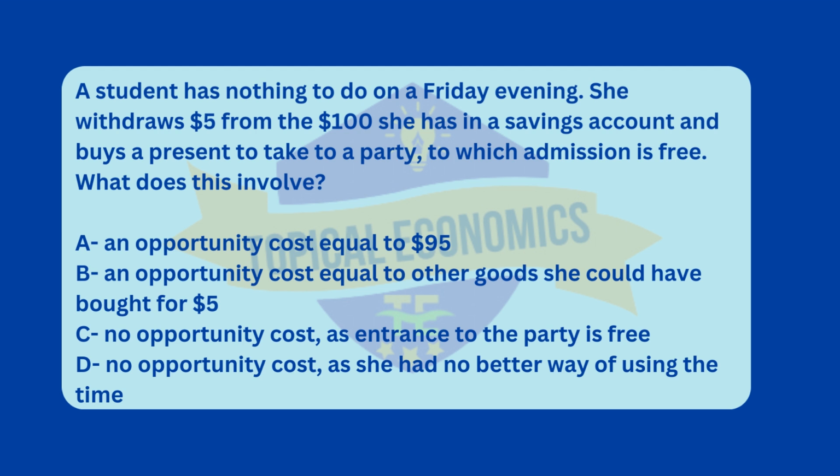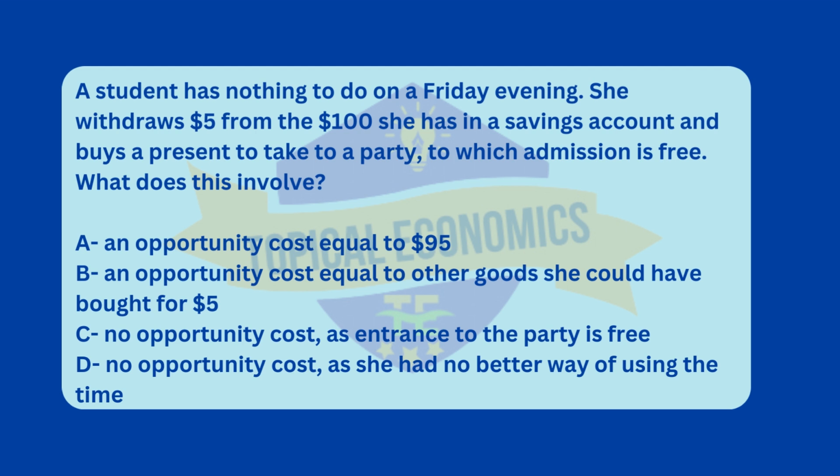Next, option C. No opportunity cost, as entrance to the party is free, is incorrect, because the fact that the party is free does not eliminate the opportunity cost of spending the $5. The opportunity cost here is related to how the student uses her $5, not whether the party costs anything to attend. The student could have spent that $5 in other ways, like buying something else, saving it, or using it for another purpose. So, the free admission to the party does not mean there is no opportunity cost.